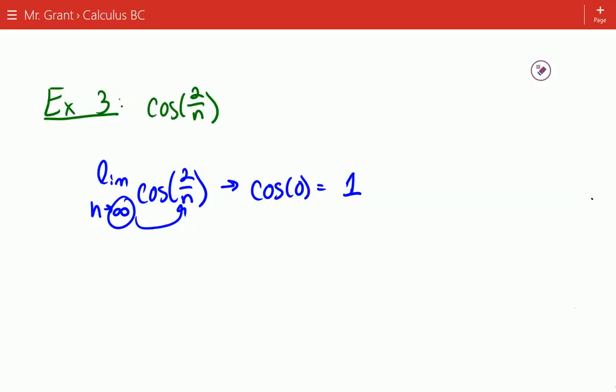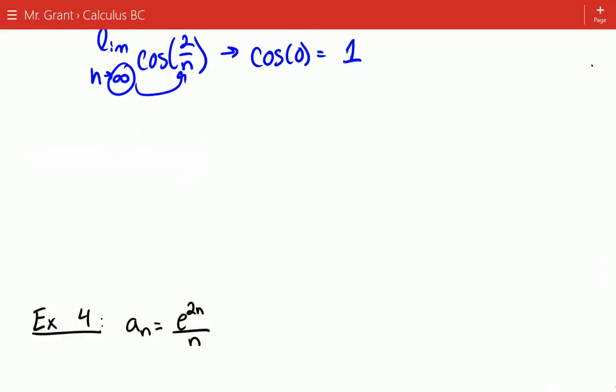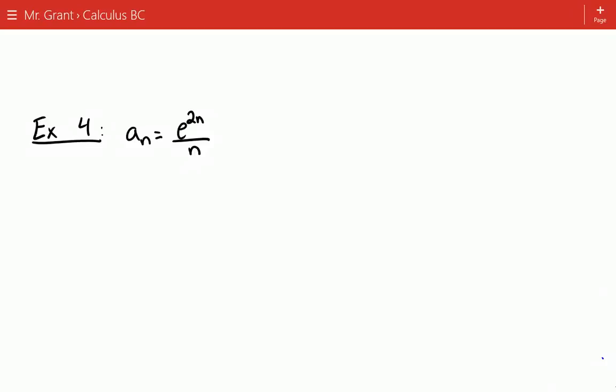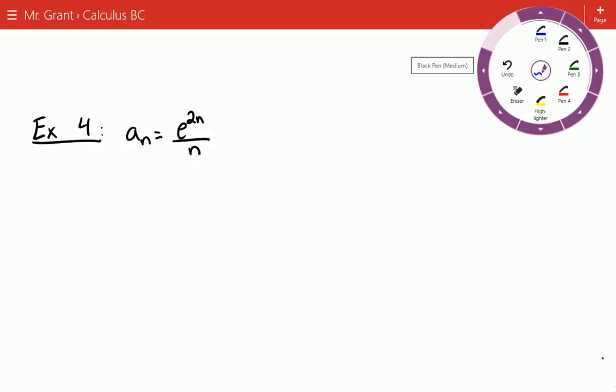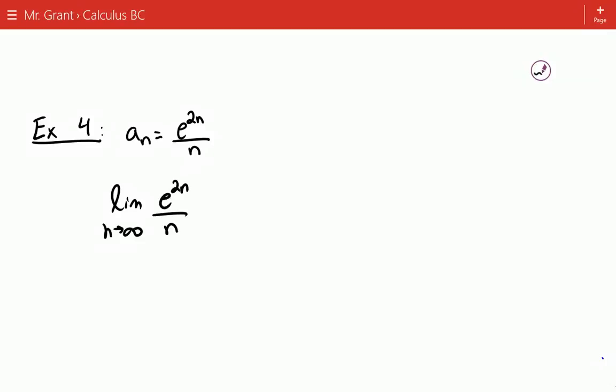Okay. Last one. Oops, skipping around again. Oh, stop that. So we have a sub n equals e to the 2n over n. We want to see if this converges. So we look at the limit as n goes to infinity of e to the 2n over n. We can't plug in infinity. We'd get an infinity over infinity case. And we can't really even simplify here.